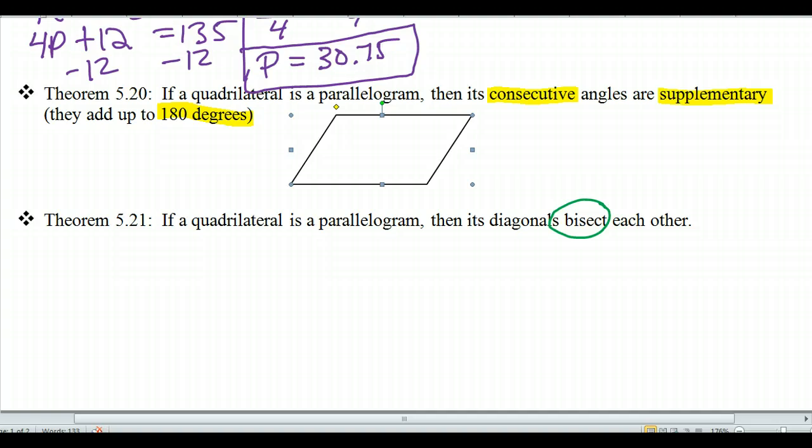Alright, so basically we had a big discussion about what consecutive and supplementary mean. So look, say this angle down here is 80 degrees. Let me put my letters back. A, B, C, D. Angle A is 80 degrees. Everybody think silently in your mind what angle B is going to be. Don't say it out loud, but be ready for me to call on you. Think silently for 5 seconds.